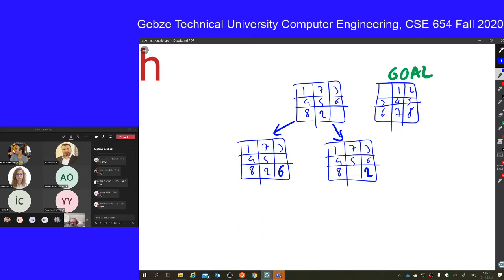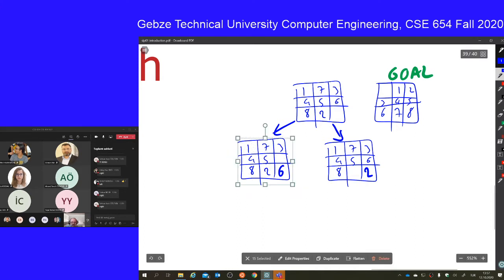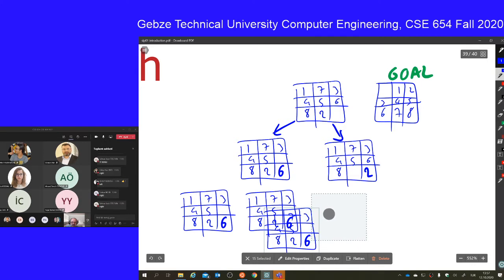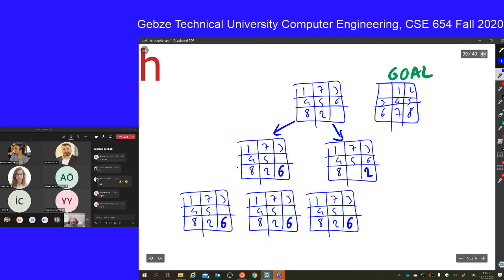Let me do this again. So take this and duplicate it. 1, duplicate, 2, and duplicate, and 3. Now I have 3 of them. From here, here, there, or there. So from here, I can do this. I can move 5 there, right? Or I can move 3, or I can move 6 there too. These are the 3 things, right?